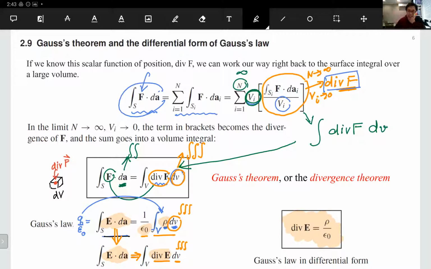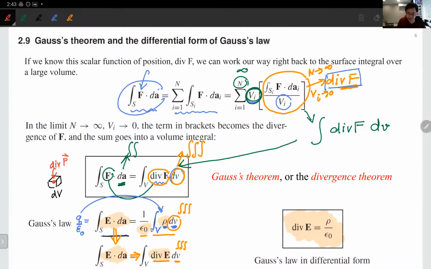And mathematically, this expression right here is named Gauss's theorem or the divergence theorem. Some of you might have already seen this from Calculus 3, but for those of you that haven't, that's okay. This is just the relationship between the vector function f and the divergence of that function.